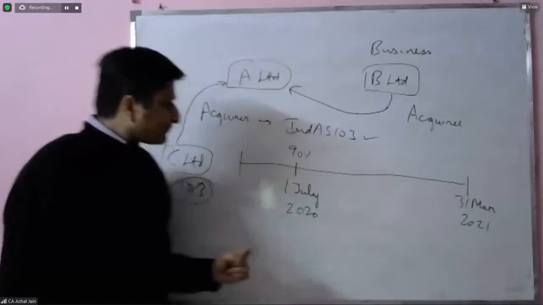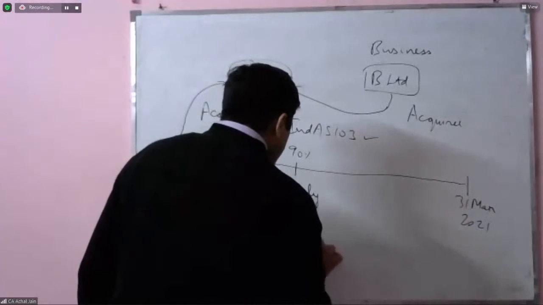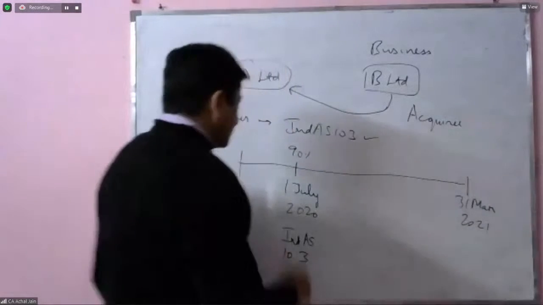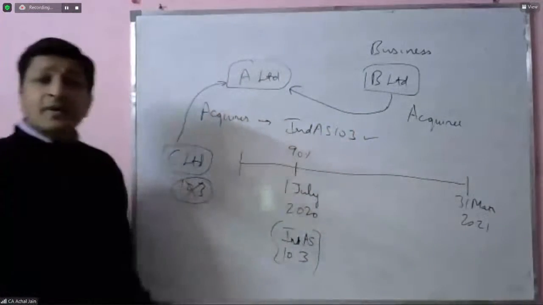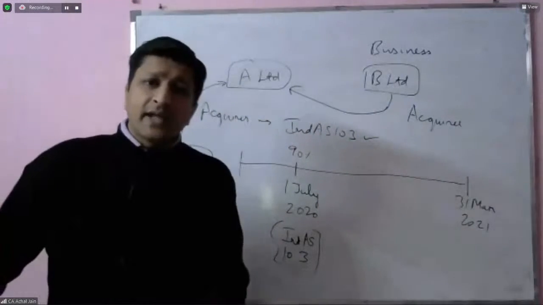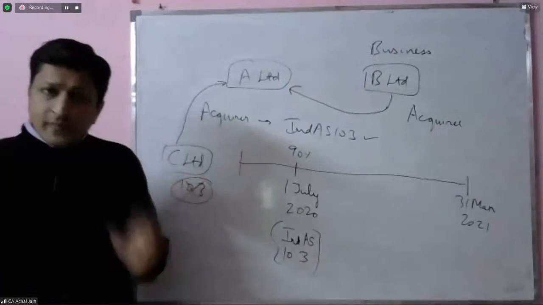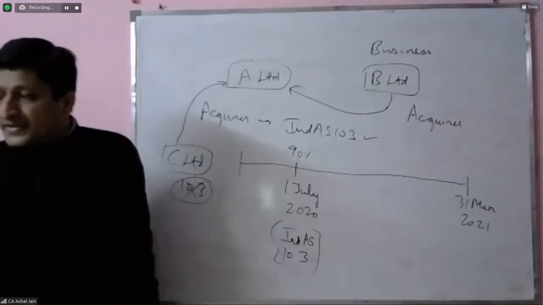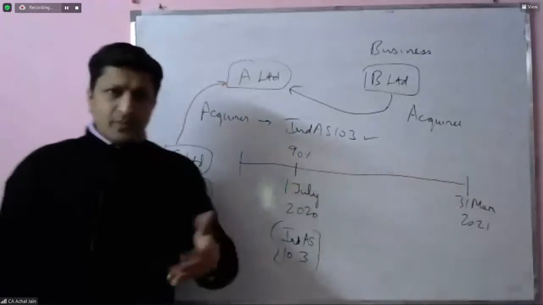Okay. So we can say on 1st July 2020, Ind AS 103 will apply. Or you can say accounting as per Ind AS 103 will be done in the books of A Limited. Challa is saying, sir, please explain with one practical example. So Challa, I think this example should help you.